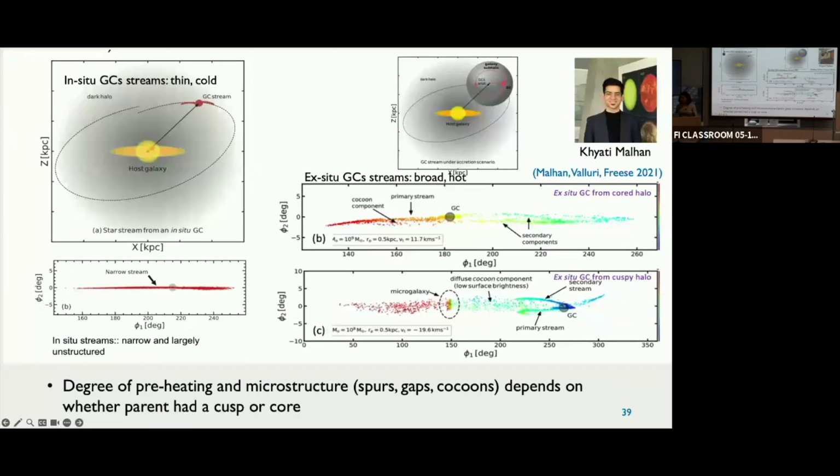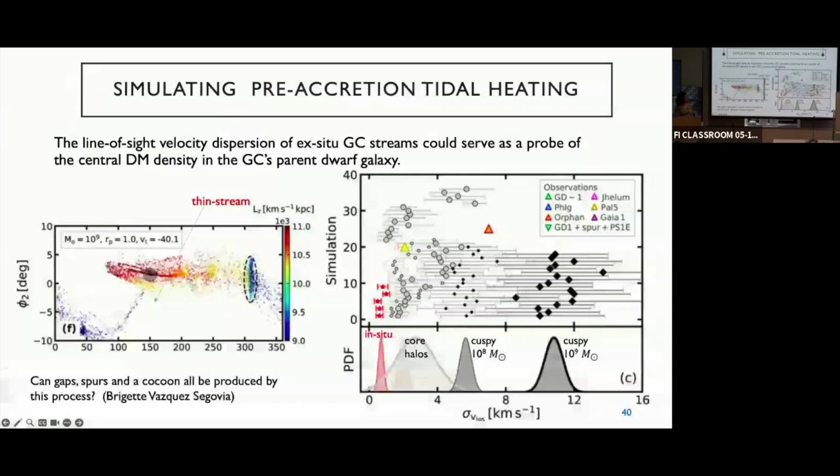Okay, and so we find this to be true for all streams. They're quite extended, similar in length, say, to the GD1 stream. You can see a thin component and a broad component. We found many different metrics that you could use to distinguish between the mass of the progenitor and of the halo that brought it in.